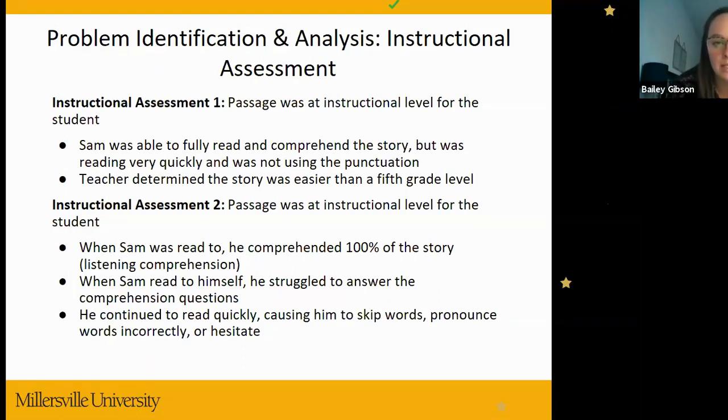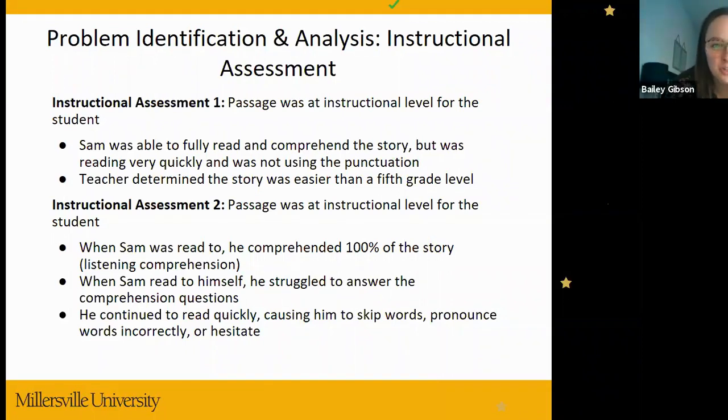And then when he read the next part of the passage to himself, he really struggled to answer the comprehension questions. Not exactly sure what that was. It's on a graph that I'll show you guys in a little bit. But yeah, he continued to read really quickly. He skipped a lot of words. He pronounced them incorrectly. He would hesitate. There wasn't much fluency at all.